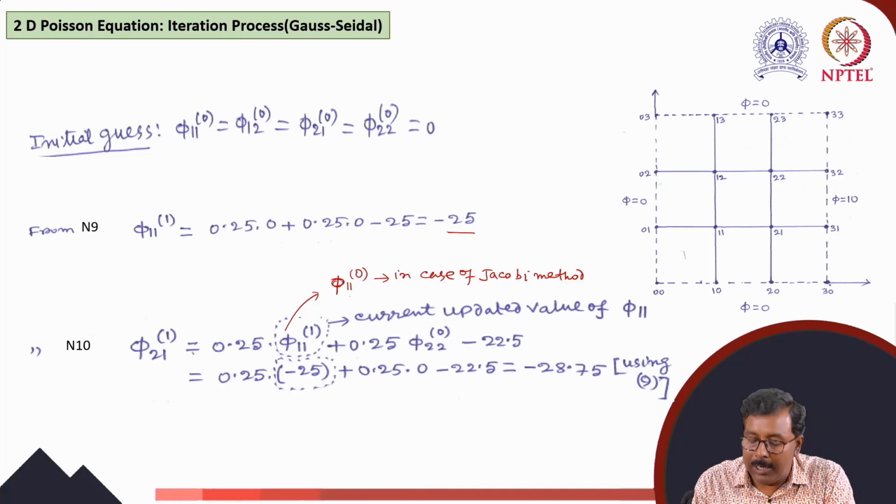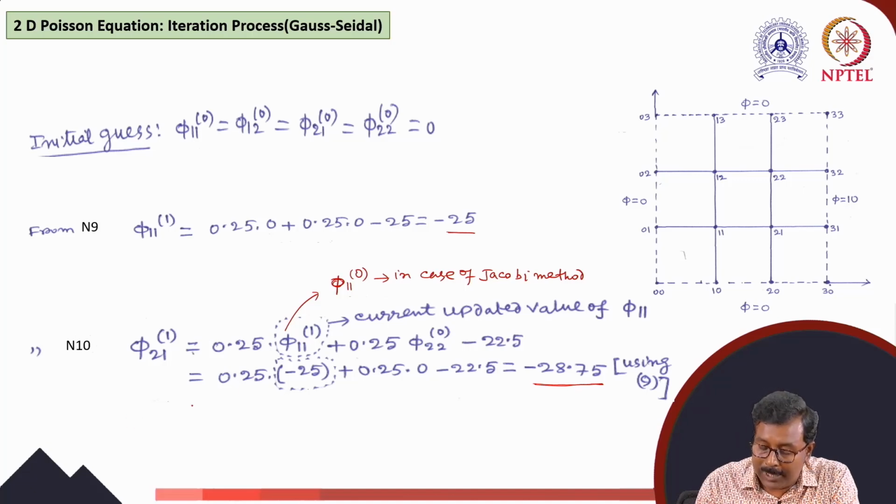But here, phi 1 1 is already obtained as minus 25, so you can put this value here. Plus the formula is 0.25 into phi 2 2. Phi 2 2 is not calculated earlier to this node, so phi 2 2 remains 0, minus 22.5. After putting this value you see the difference: phi 2 1 will be minus 28.75. In the Jacobi method phi 2 1 was some 34 point something, I don't remember exactly the values. Anyway, this is coming.